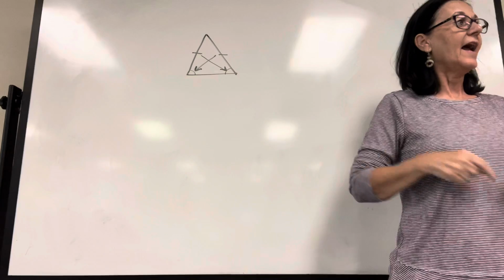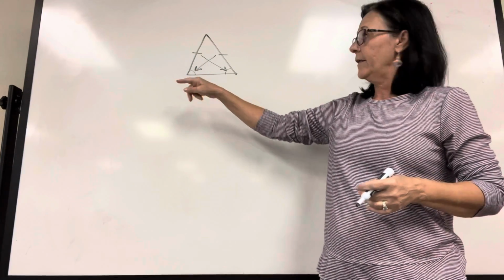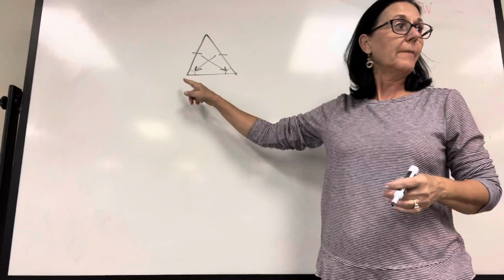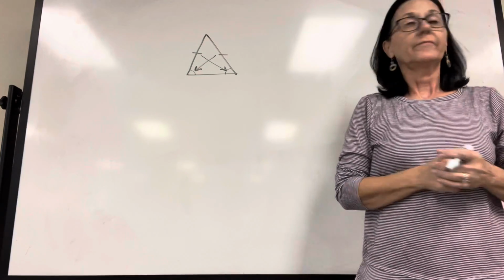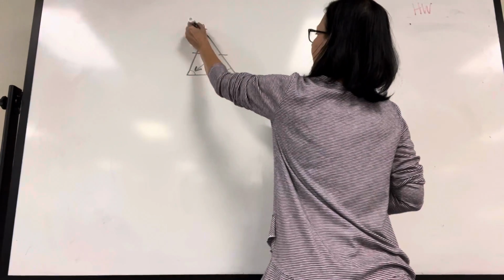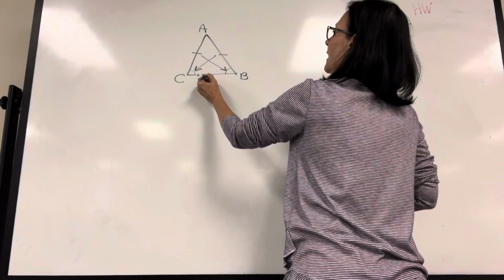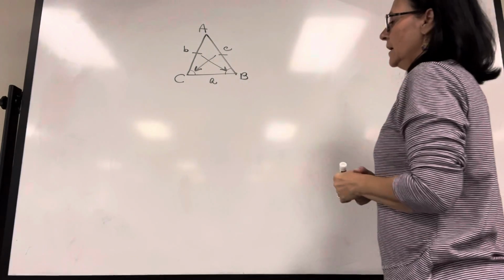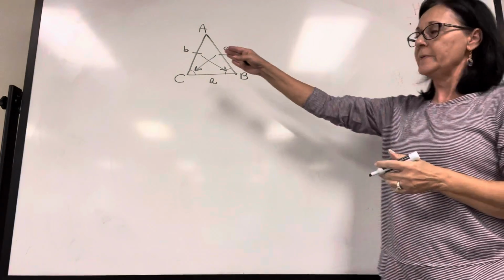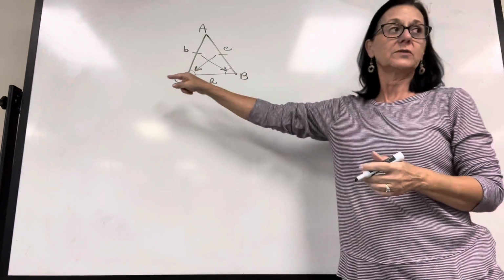So if I have an isosceles triangle, then I know that the angles opposite them are also equal. Right? So if we labeled this A, B, C, and this were A, B, C. So if side B equals side C, then angle B equals angle C.